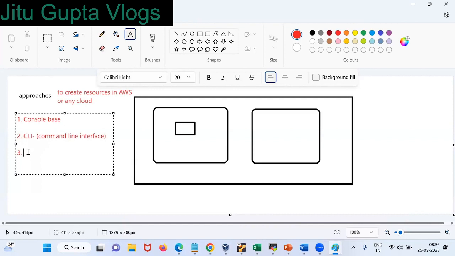Next approach, Python SDK, like the Boto3 approach. Next, Terraform approach. And also CloudFormation approach.